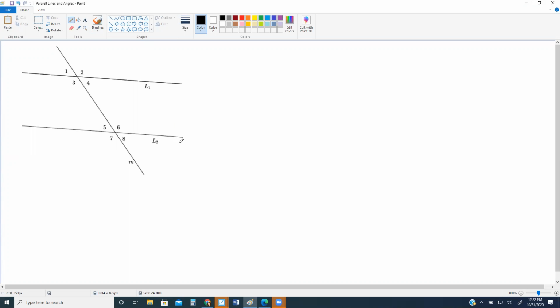And how do I know that they're not parallel? Because I don't know that they are. And if I don't know that they are parallel, then I cannot assume that they are. So this is our biggest rule: unless I tell you that they're parallel, they're not parallel.